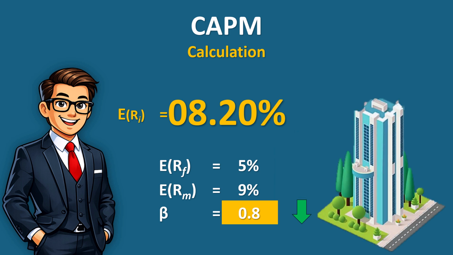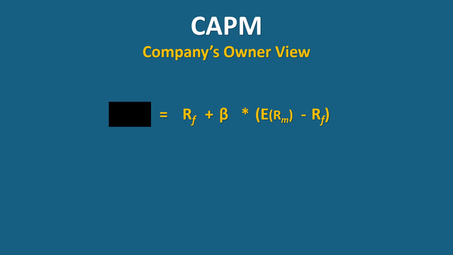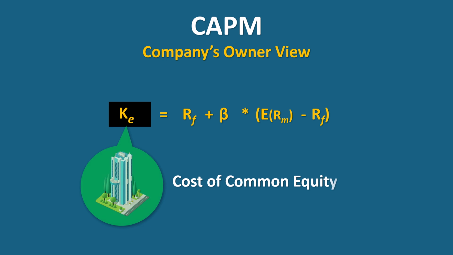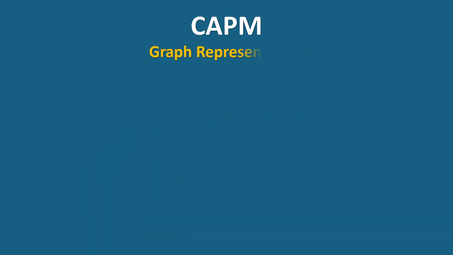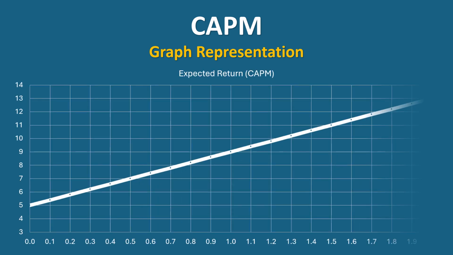Now let's see from the company owner's perspective. As you understand, CAPM calculates expected return, but in another term, the expected return is the cost of common stock. When beta is higher, the cost of capital will be higher, and vice versa. Here's the graph. This line is called the security market line, or SML. It starts from the risk-free rate of 5% and slopes upward as beta increases. This upward slope shows that as risk increases, the expected return also increases.